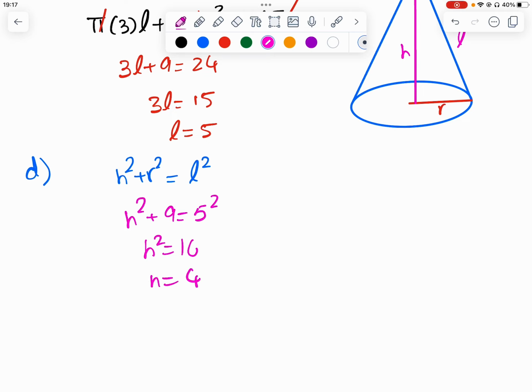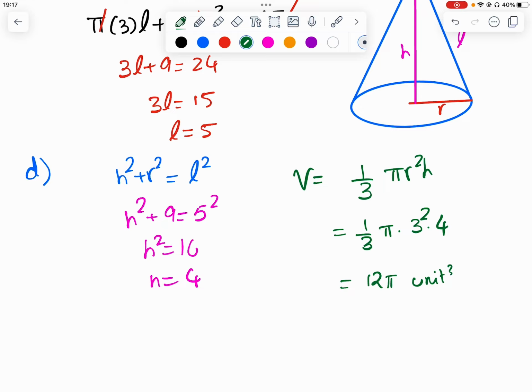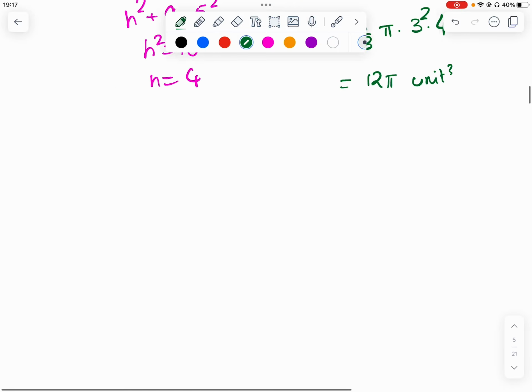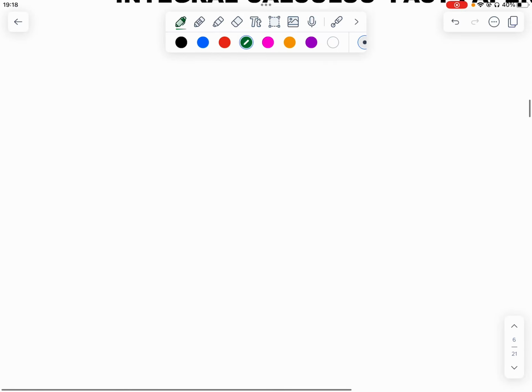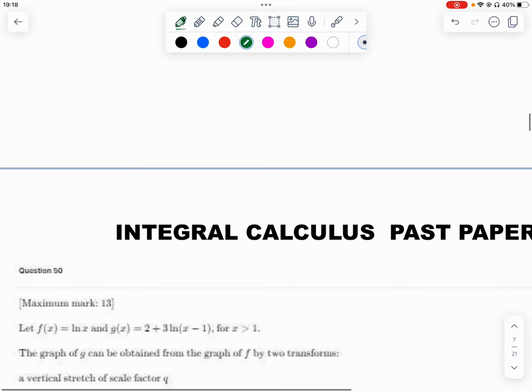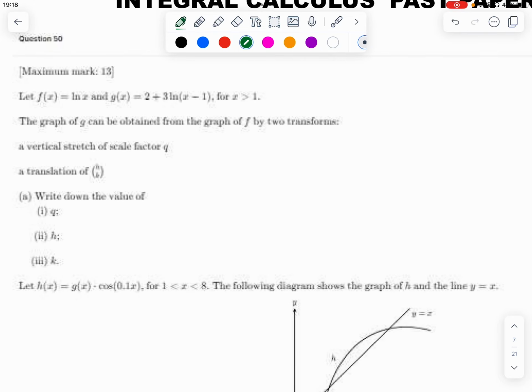So therefore what's going to be the volume? Volume is 1 upon 3 pi r square h. So 1 upon 3 pi, r square is 3 square, h is 4, which is going to be 12 pi units cube. So don't forget to write units cube. That is question number 49. Now come to question number 50.